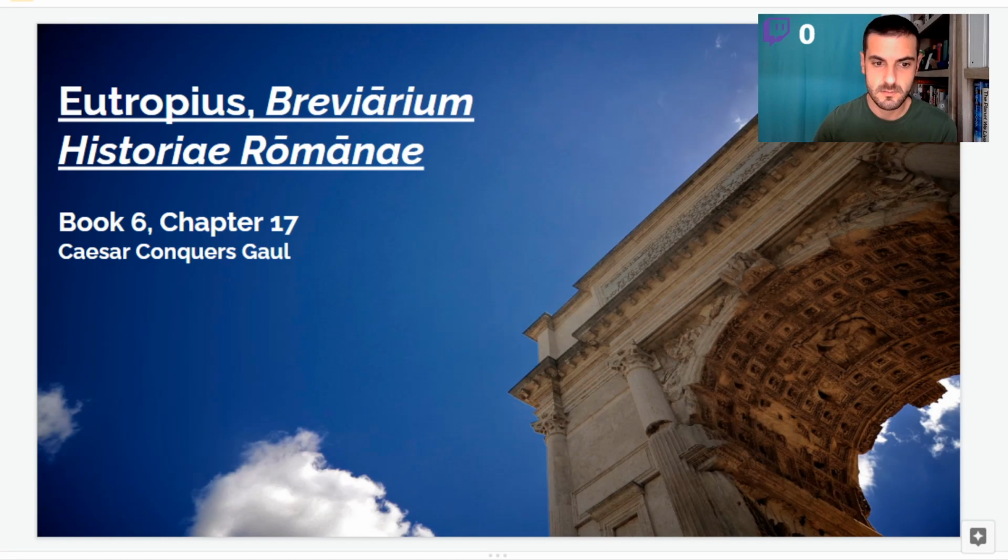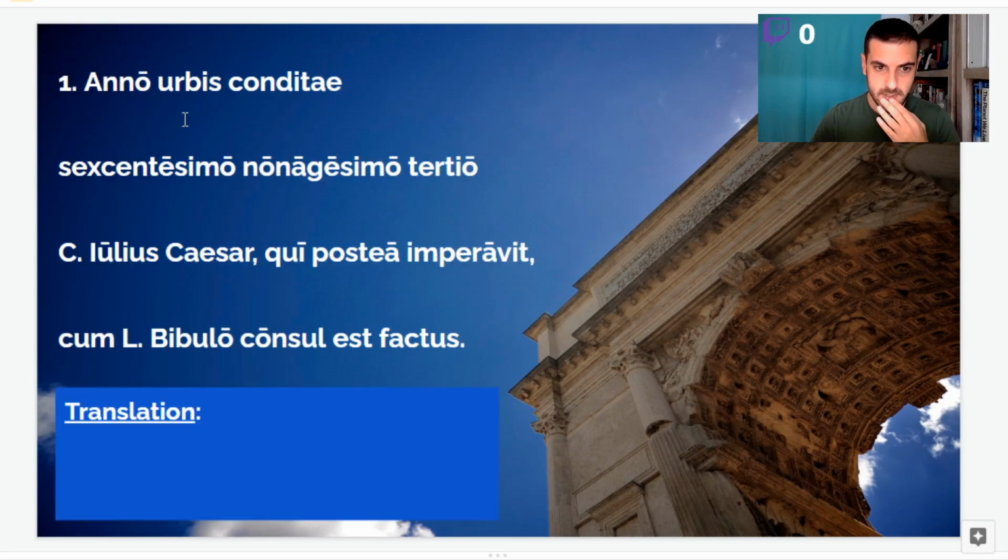This is a little bit later in book 6. The previous reading was chapter 12, so we've fast forwarded a little bit. We are at chapter 17. What Eutropius has done here is he's basically taken Caesar's Gallic Wars and condensed it down to one paragraph, because the whole idea here is that it's a really, really brief summary of Roman history. So we'll jump right in here.